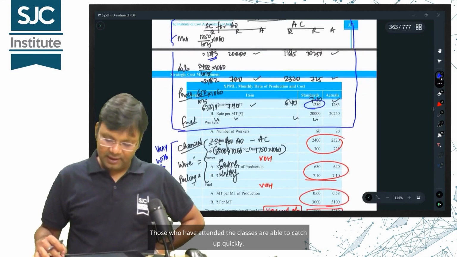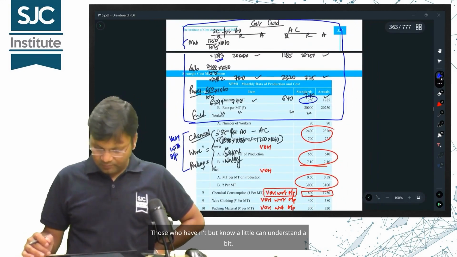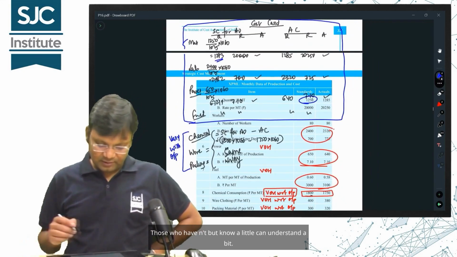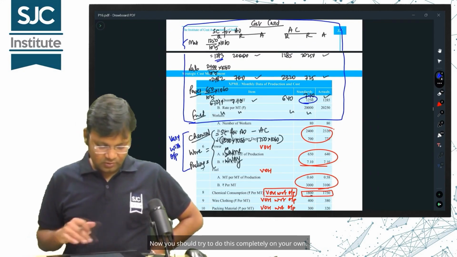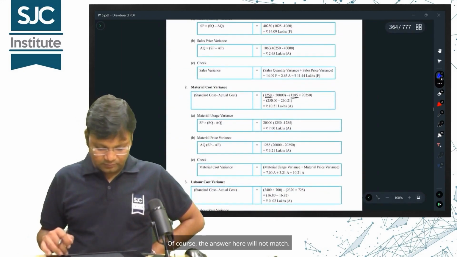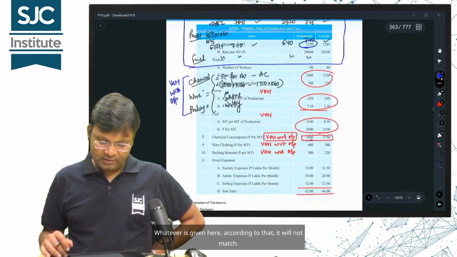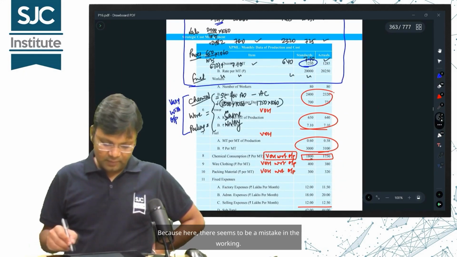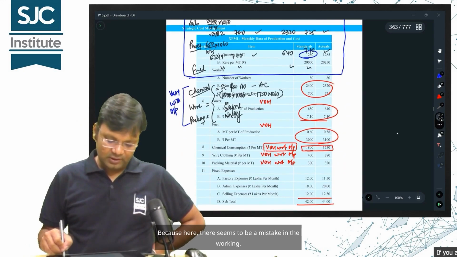Those who have attended the classes are able to catch up quickly. Those who haven't but know a little can understand a bit. Now you should try to do this completely on your own. Of course, the answer here will not match. Whatever is given here, according to that, it will not match, because here there seems to be a mistake in the working.